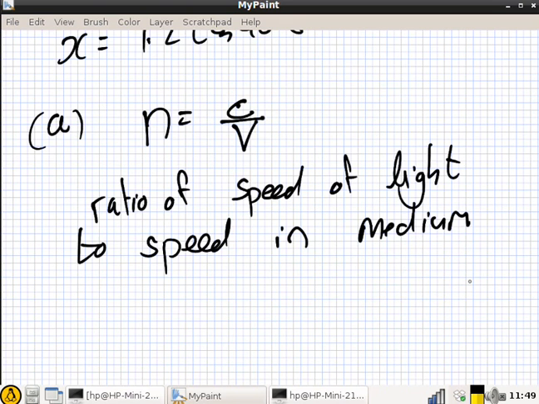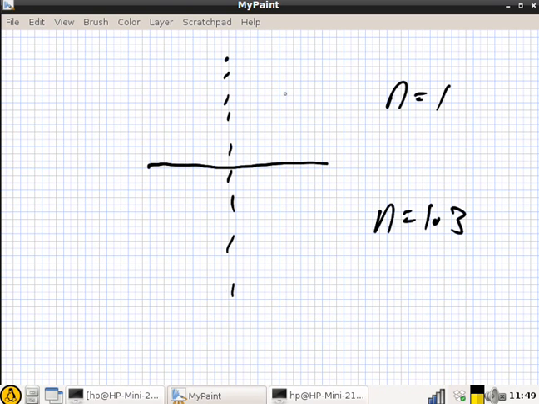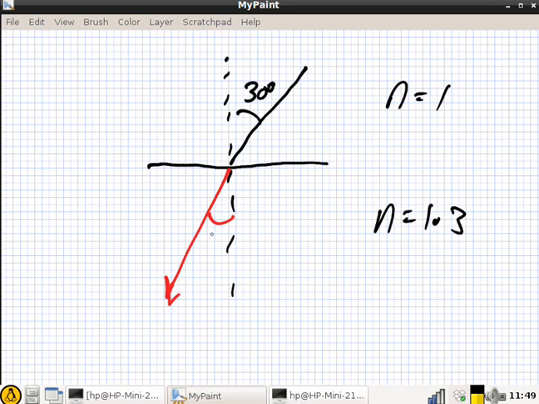Let me just give you a really quick one, just so I make sure that I think you can do this one here. So n is 1, n is 1.3. Here's the I, let's say it's 30 degrees. I would like you to calculate for me the OR, which I'll call X here. So just try to do this one really quick and then we'll move on.